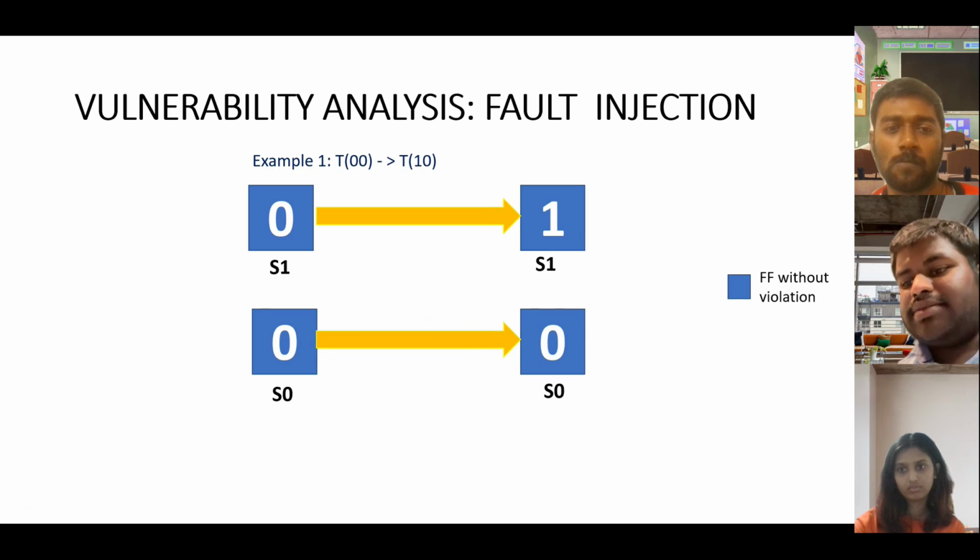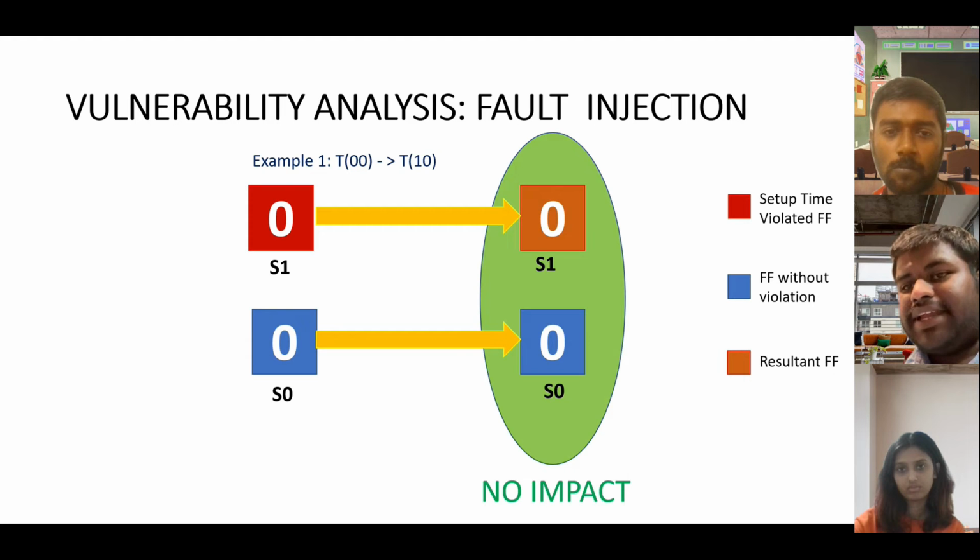So next comes the fault injection. How is fault injection happening? Consider the transition from 0, 0 to 1, 0. Here, consider the S1 flip flop is having the setup violation. So if there is a setup violation in S1, the resultant state will be 0, 0. So the resultant state is also 0, 0. So there is no impact security-wise, but there is impact functionality-wise.